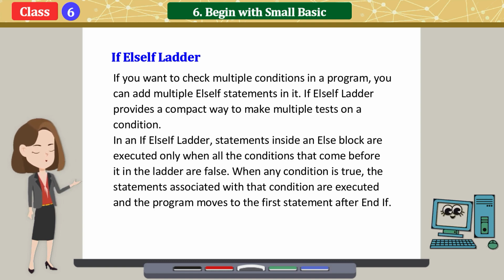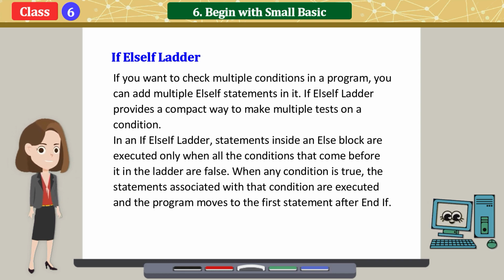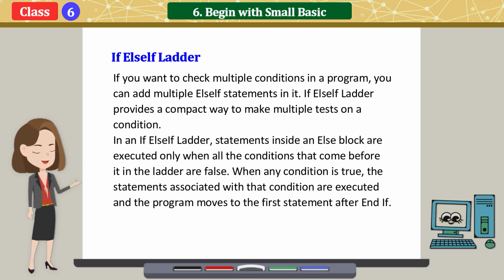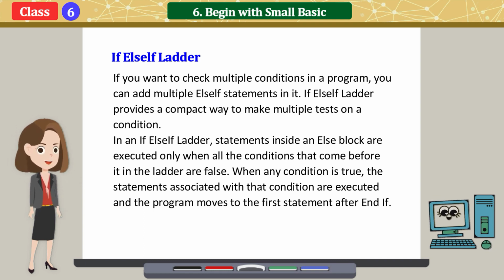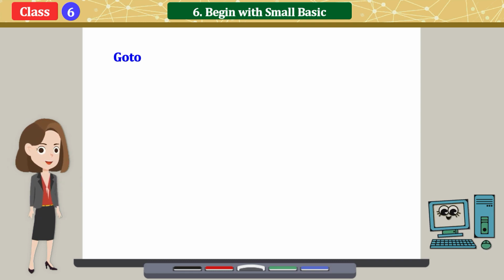The if-else ladder provides a compact way to make multiple tests on a condition. In an if-else ladder, statements inside an else block are executed only when all the conditions that come before it in the ladder are false. When any condition is true, the statements associated with that condition are executed and the program moves to the first statement after EndIf. Goto.